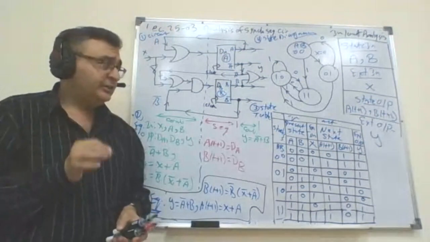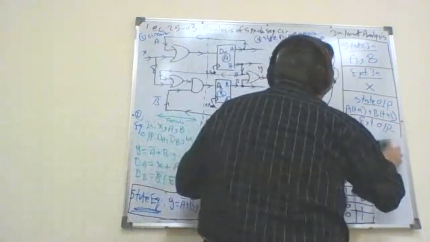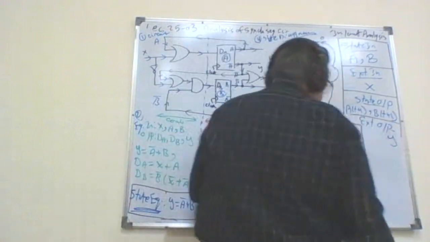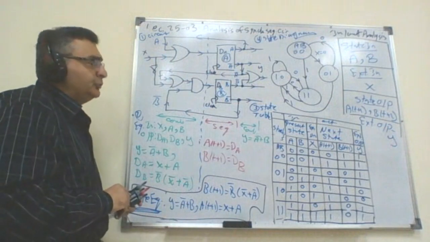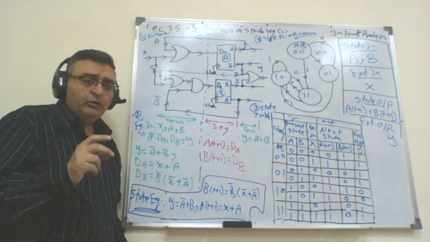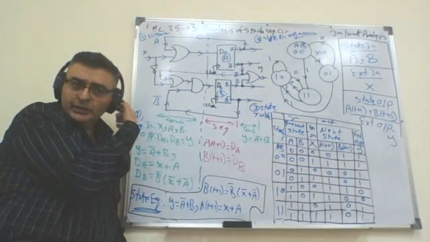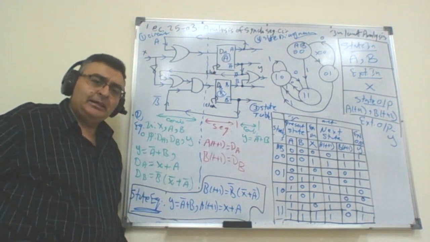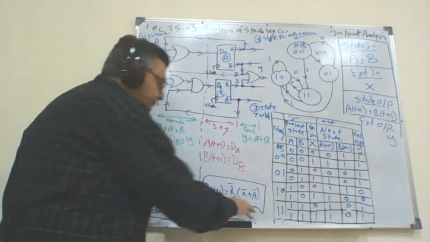How can I draw it in the state diagram? I have the output Y. The external output is called Y. Okay? Now we have to indicate that we have two types of sequential circuits that have external outputs. One circuit is called the Mealy circuit and the other is called the Moore circuit.